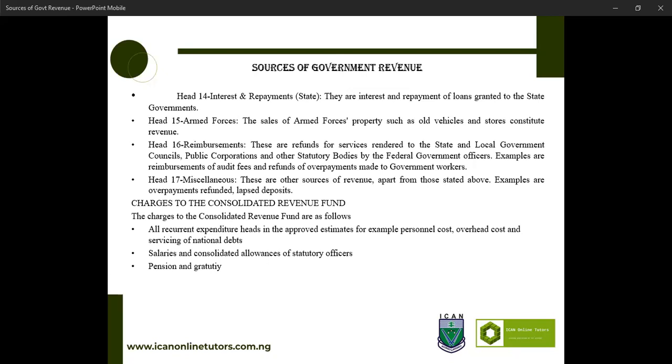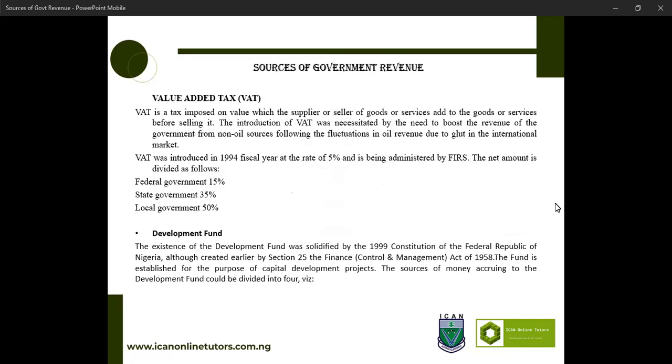So these are recurrent in nature. That is, they are usually reoccurring. So we can't do without this reoccurring expenditure. Salary must be paid, overhead costs for running government activities, and also servicing of national debts all form part of the recurrent expenditure. Salary and consolidated revenue allowances of statutory officers. We have the pension and gratuities. So all these are charges to the Consolidated Revenue Fund accounts, CRF.